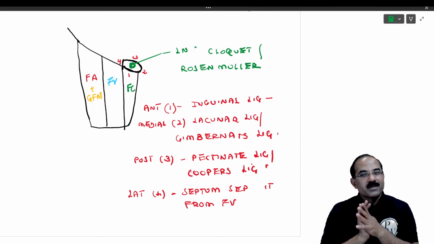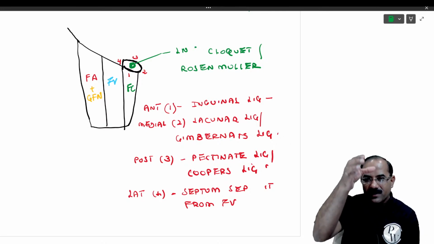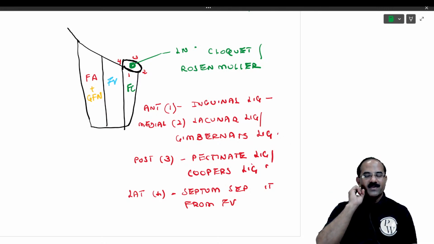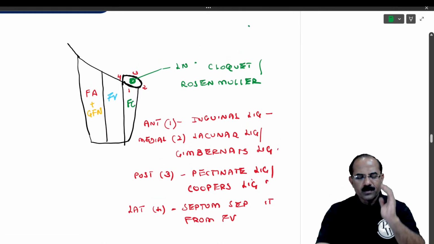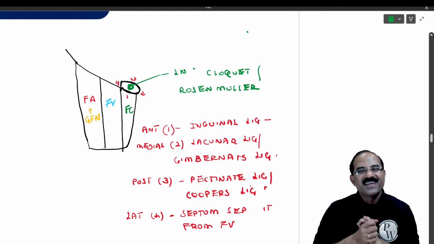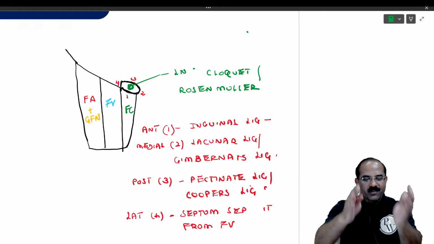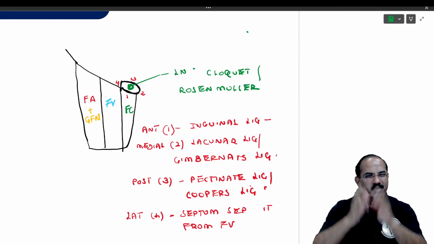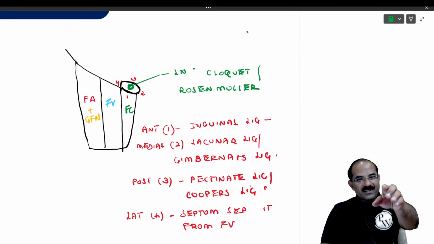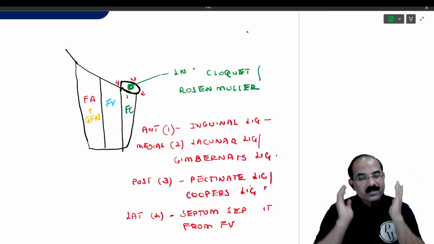So I've told you the contents of the femoral sheath. The medial compartment is known as the femoral canal. The upper part of the femoral canal is the femoral ring. I've also told you the boundaries of the femoral ring, right? Now you tell me, this femoral ring is wider in whom? Is it wider in males or in females? Children, can you guess this? The femoral ring is wider in females. Yes, very good.